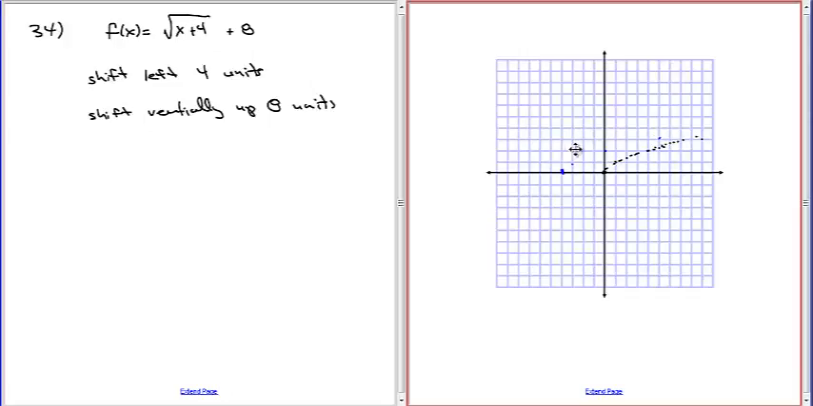And then vertically 8 units. So we go 1, 2, 3, up here to 8. So there we start. Up 1 over 1, up 2 over 4, and then we go up 3 over 9. Should put us right about there. So that is the result.